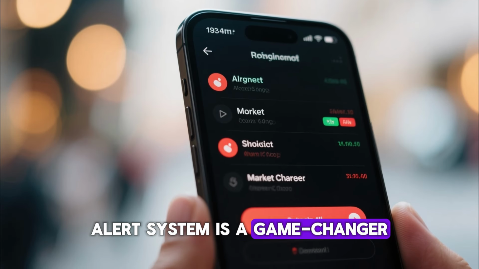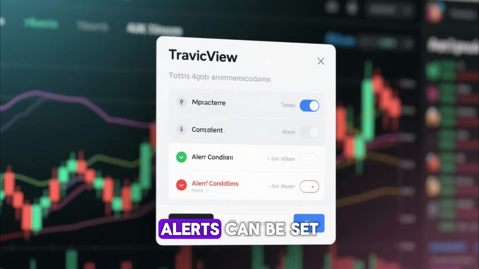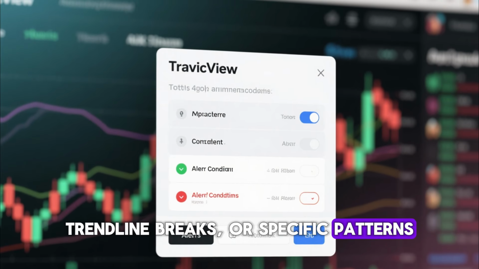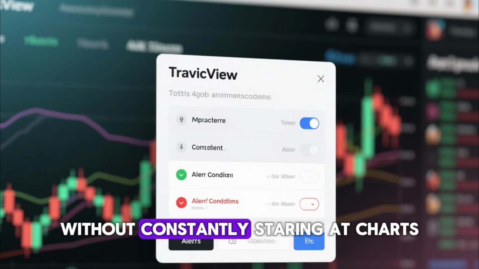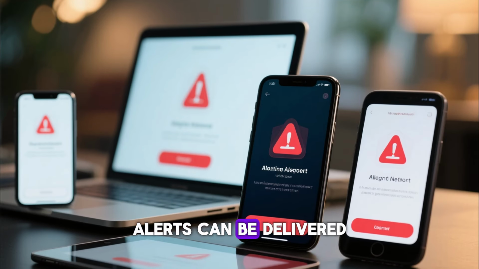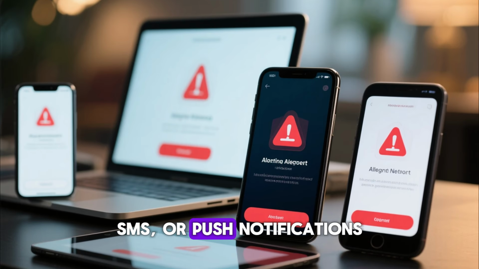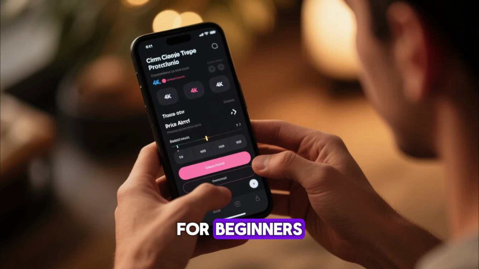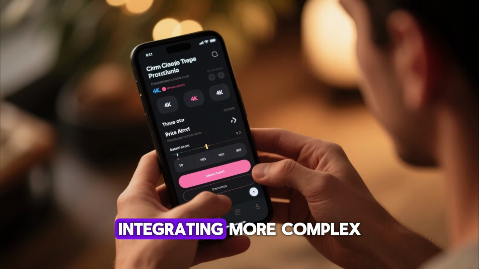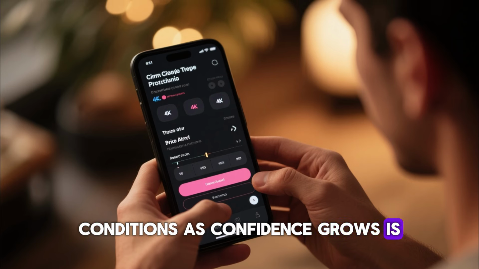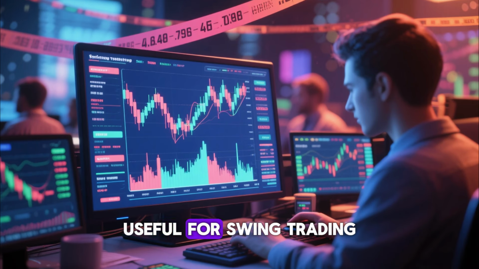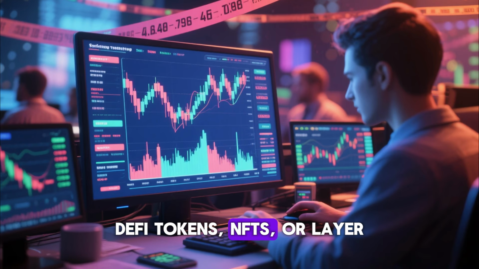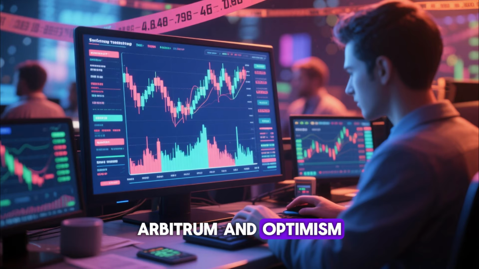TradingView's alert system is a game-changer for active traders. Alerts can be set for price levels, indicator crossovers, trendline breaks, or specific patterns, allowing traders to monitor multiple coins without constantly staring at charts. Alerts can be delivered via email, SMS, or push notifications, ensuring traders never miss critical market movements. For beginners, starting with basic price alerts and gradually integrating more complex conditions as confidence grows is recommended. Alerts are particularly useful for swing trading, day trading, or when tracking volatile assets like DeFi tokens, NFTs, or layer-2 solutions such as Arbitrum and Optimism.